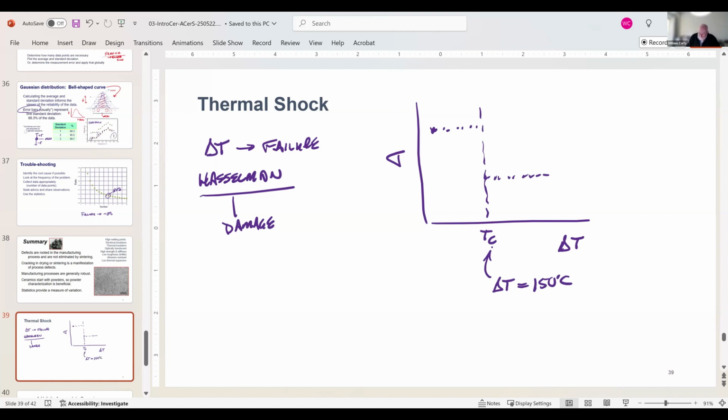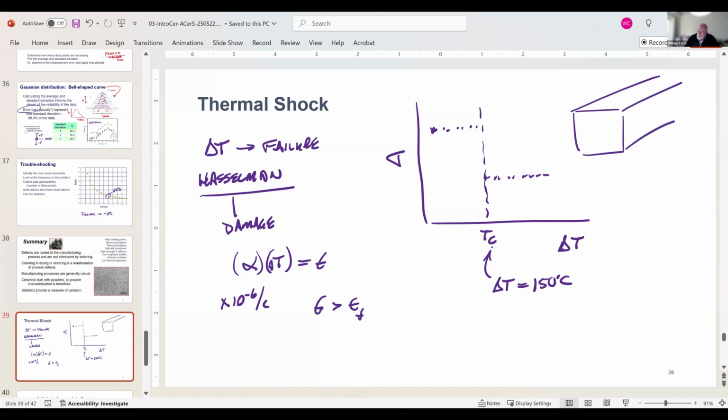So what happens in thermal shock is you have a thermal expansion coefficient, okay, which is X times 10 to the minus 6 per degree C times a T value, delta T. And this gives you a strain value. And if that strain value exceeds the strain of failure, you get cracking. So in these thermal shock problems, they would have, say, a rectangular bar like this, okay? And they would see cracks that occur on the surface, okay?